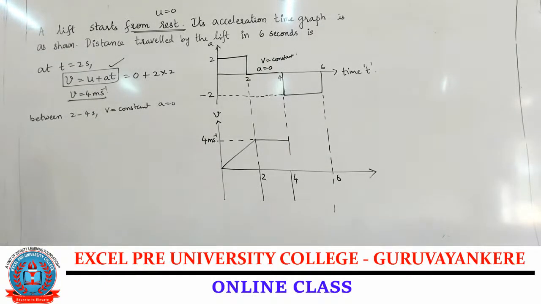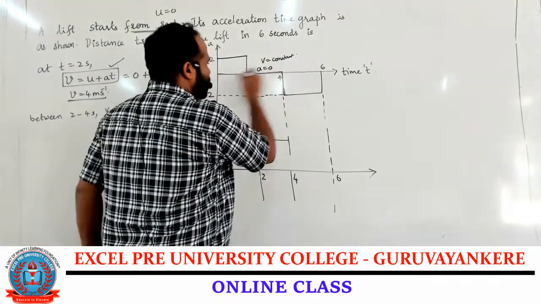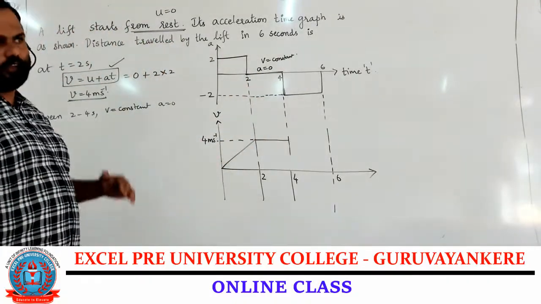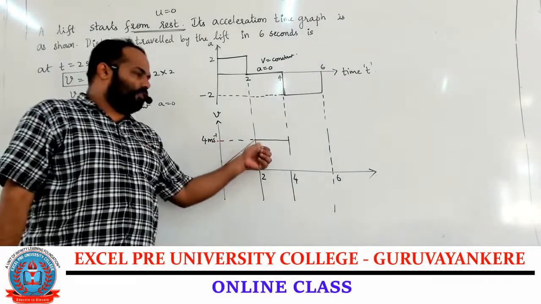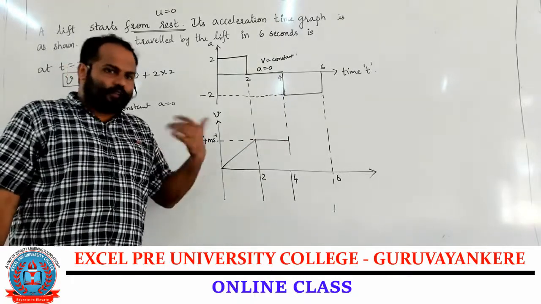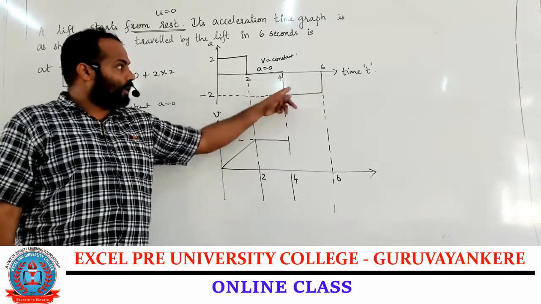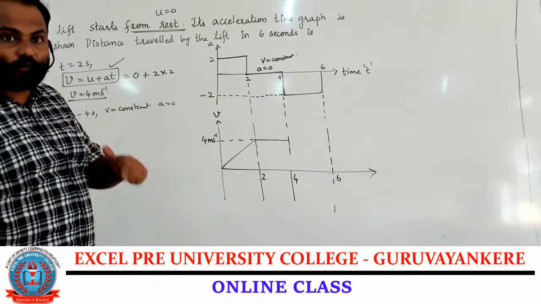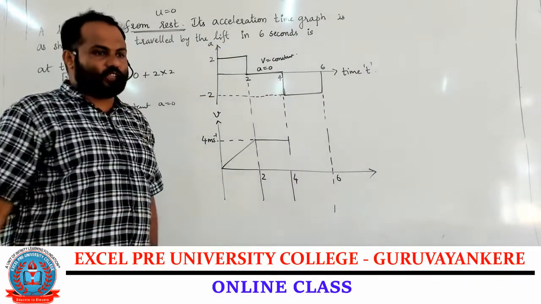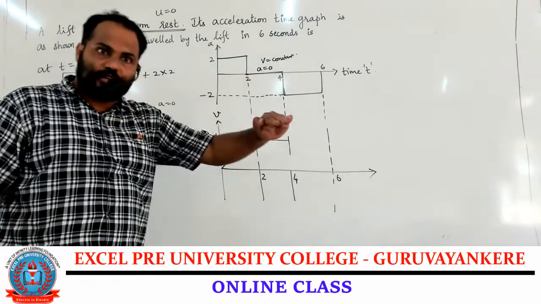Are you following? Since there is no acceleration between 2 and 4 seconds, it should be constant velocity. Velocity should not change. Whatever the velocity that was there at the end of 2 seconds should be the velocity at the starting of the 3rd second and at the end of the 4th second also. Now coming to the 4th second, acceleration becomes -2. From 4 to 6 seconds, acceleration is -2, and it is constant again.